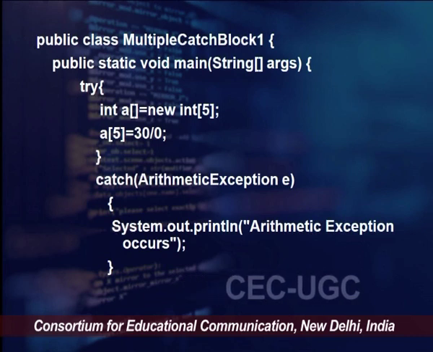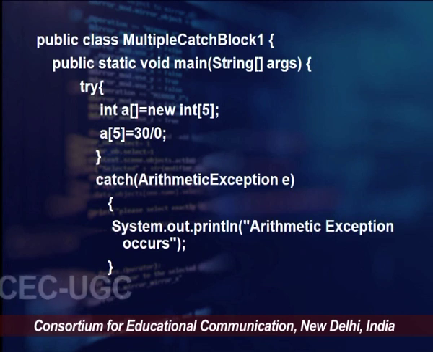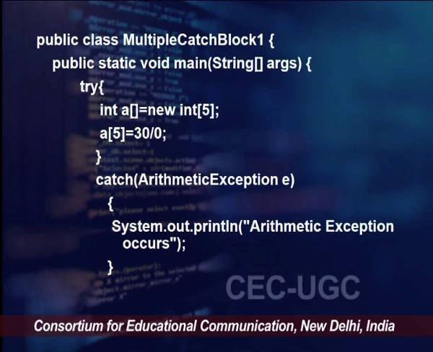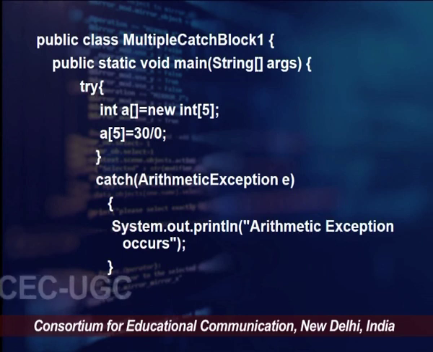So, here the first exception which is being raised as per the evaluation rules is the arithmetic exception, and that is going to be raised when the system calculates 30 by 0. So, arithmetic exception is being raised, and accordingly the answer is printed.